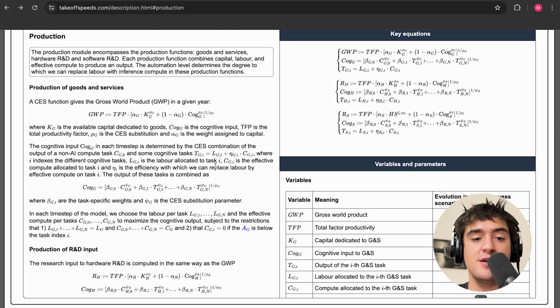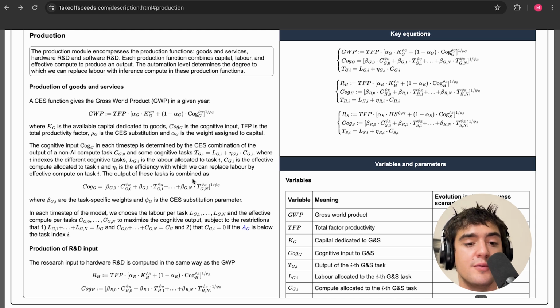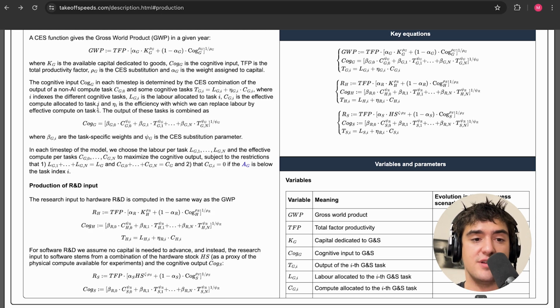So when you're here to do a task, you can either spend more labor or spend more compute that you multiply by your compute-to-labor efficiency factor. And if you sum all of these things, this tells you how many tasks basically you're fully doing by using compute and labor. This was for CogG, which is the cognition that goes into doing more goods and services tasks, meaning the tasks that go into your GDP.